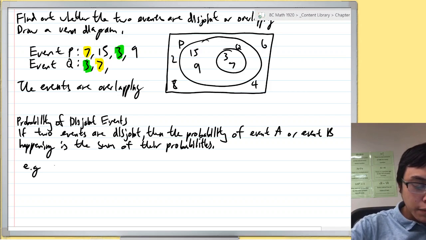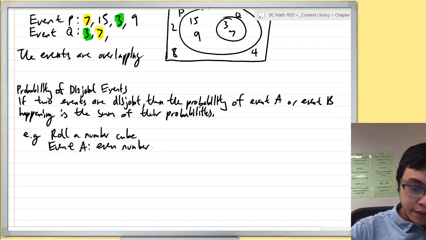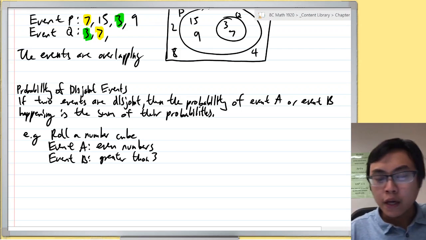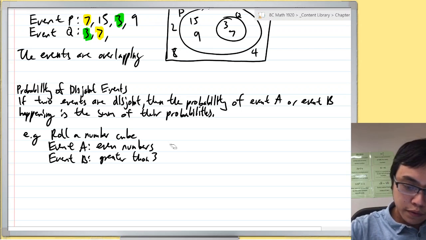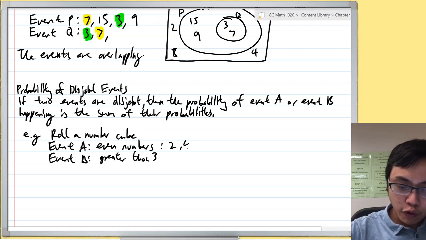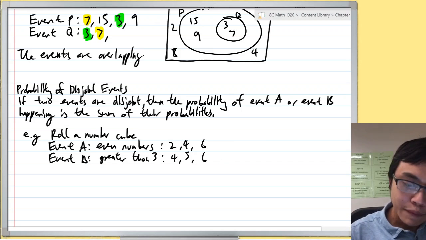So I roll a number Q, and let's say event A will be even numbers, and event B will be greater than 3. We've done that a while ago. Even numbers will be 2, 4, and 6, and event B will be 4, 5, and 6, right? Now, these are overlapping, so I cannot use these two again.